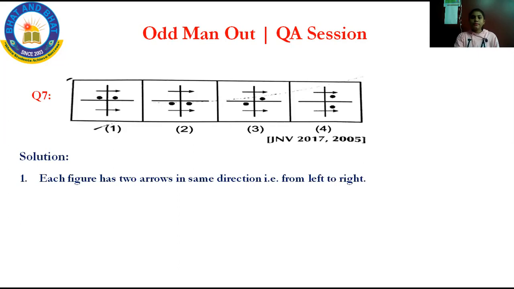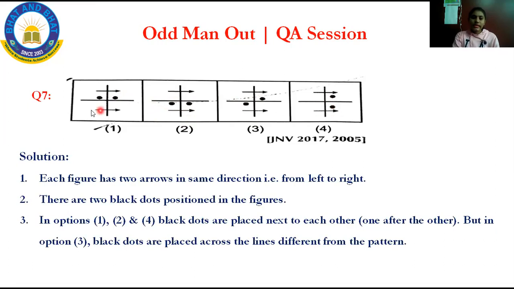Let me solve this. See, in each of the figures there are two arrows in the same direction. Can you see here? One arrow and then two arrows. Come to option 2, one arrow and then two arrows. Come to option 3, 1, 2, 1, 2. In all four figures there are two arrow marks. You can easily find that out, isn't it? As well as, there are two black dots also. See, 1, 2, 1, 2, 1, 2, and then 1, 2. There are some black dots also.